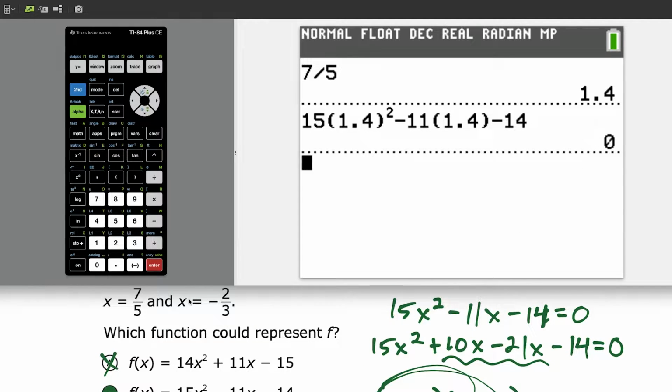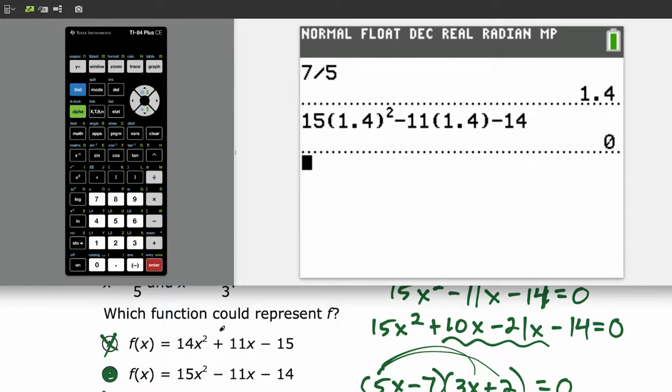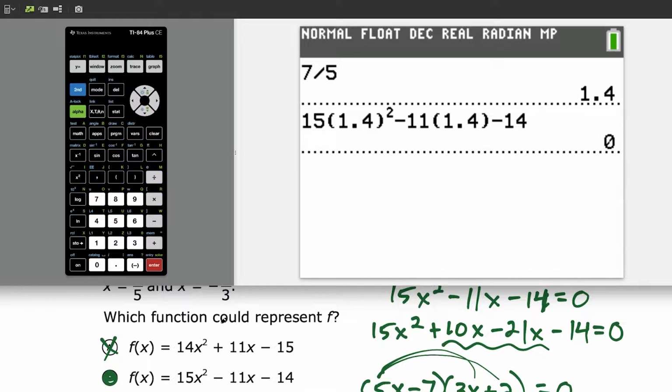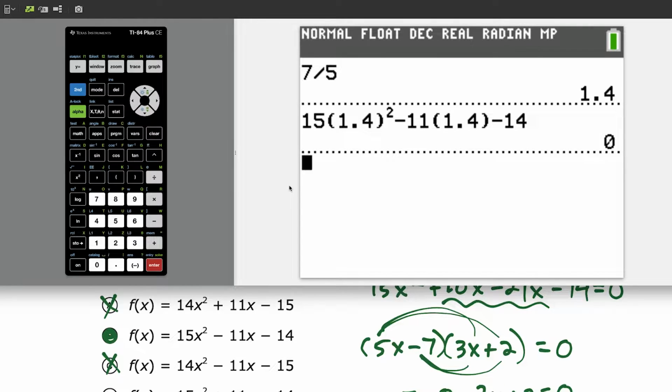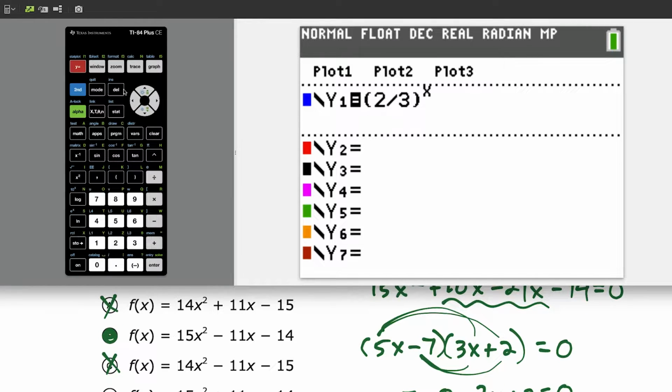Now, if I wanted to check negative 2/3, I would just repeat this process, but I would replace the x's with negative 2/3. So that's one approach here, is to just plug the x values into the functions and see when we get 0. Another thing we could do here is just graph all of the equations.